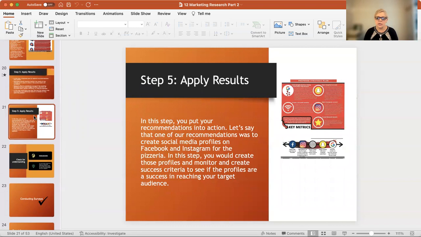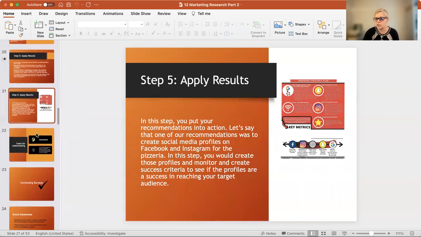For our pizzeria, in this step, we put our recommendations into action. Say one of our recommendations was to create social media accounts. This is where we would do that, and then we monitor and see if that has any discernible effect on our sales. Did it increase it or did it do nothing?